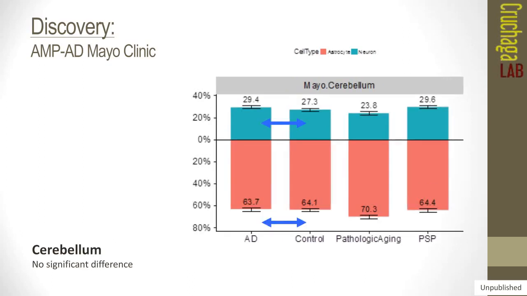So one of the great things about the Mayo Clinic is that they also produce data for the cerebellum, which is a brain region known not to be affected by AD. So basically, we were not expecting to see any difference in the cerebellum. And when we did the linear regression analysis, we observed there were no significant differences. And you can even see here that both AD and controls look more or less the same in terms of the percentages of astrocytes and neurons.